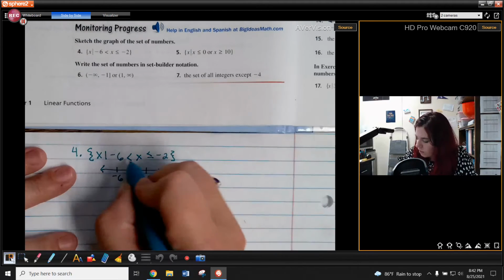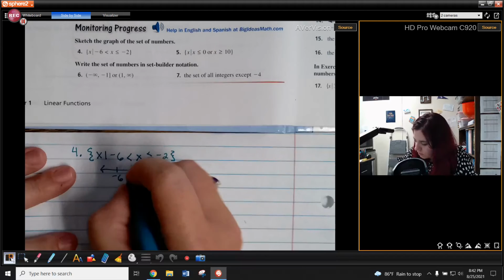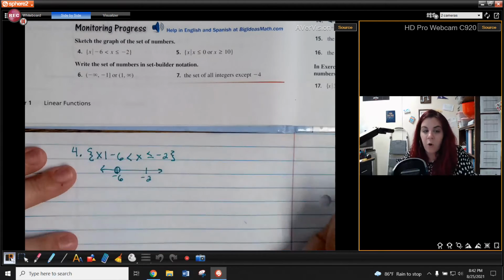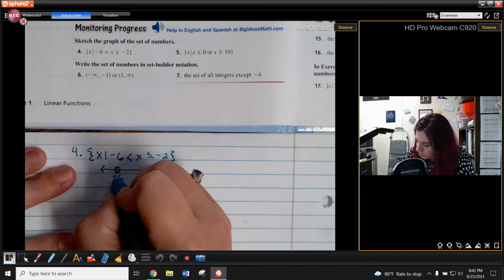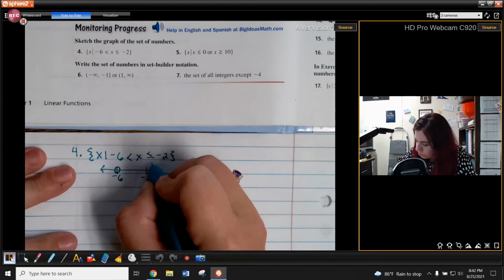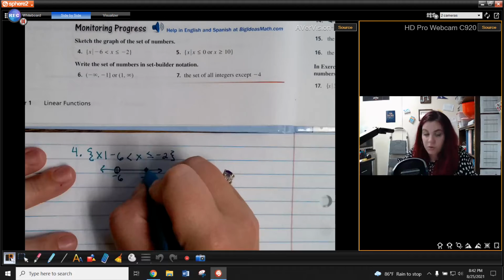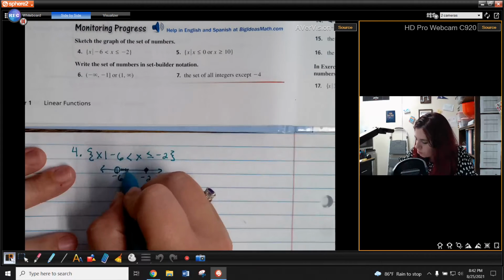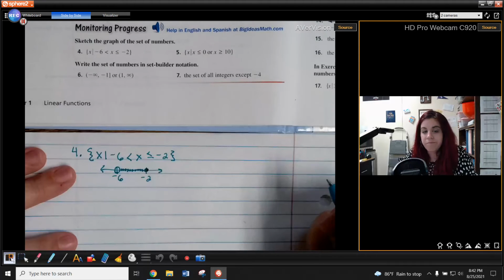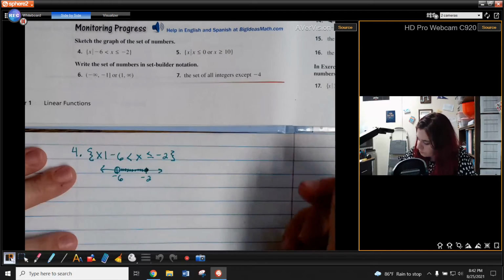So this says that -6 is less than x. It is not equal, so we're going to keep that in an open hole. And x is less than or equal to -2. This one should be a shaded hole, or not a hole, but a circle. And we are looking at all the x's between those, so we're shading in the middle. Done. Next one, number 5.